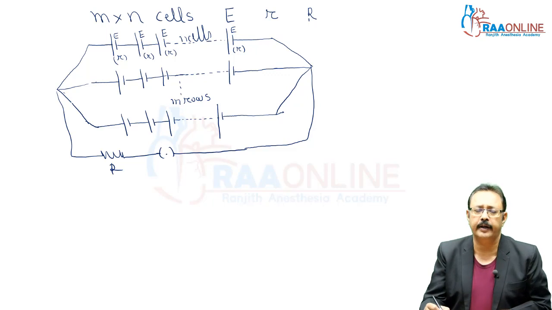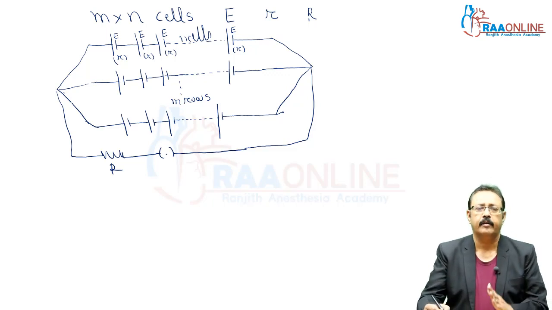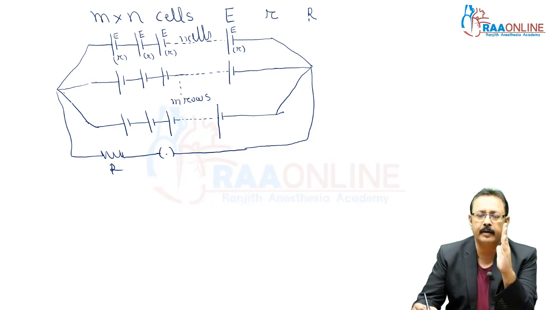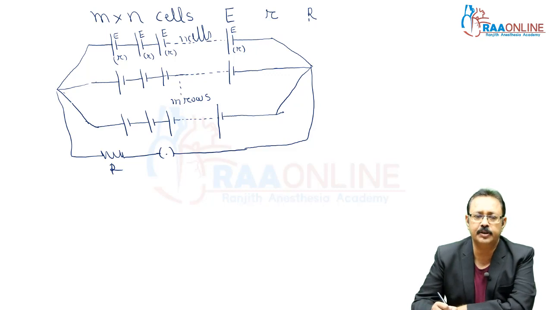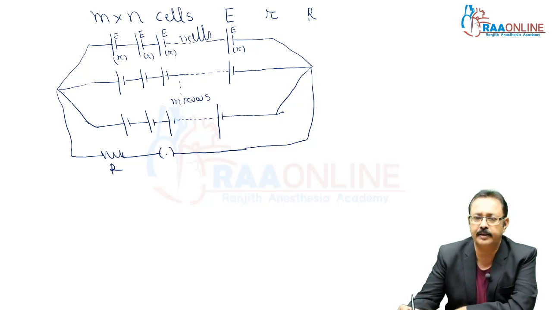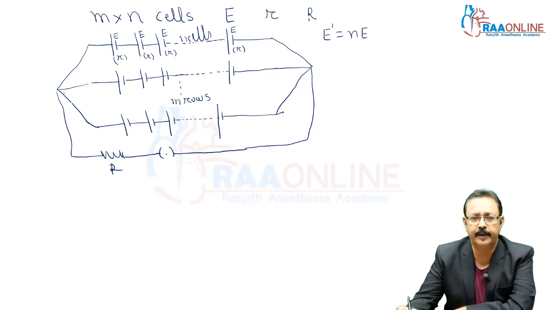From figure, it is clear that in one row, total potential drop is NE. We know that in parallel, what potential difference is total? It will be individual for each branch. It means if each branch has potential difference of NE, total potential difference should be NE. Parallel potential difference is same, series current is same.